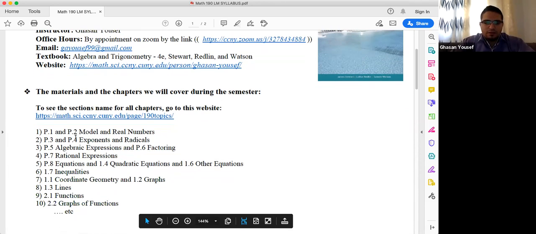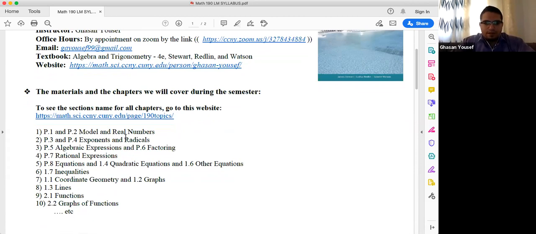So B1 and B2 talk about the model and real numbers. B3 and B4 talk about the exponents and radicals. B5 talks about algebraic expressions, and B6 talks about factoring. B7 talks about rational expressions. B8 is equations, 1.4 is quadratic equations, and 1.6 is other equations. So we're going to connect B8, 1.4, and 1.6 because the three of them talk about equations. 1.7 talks about the inequalities.